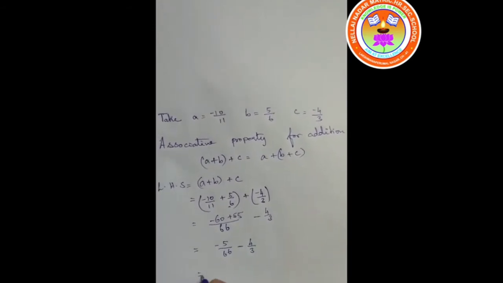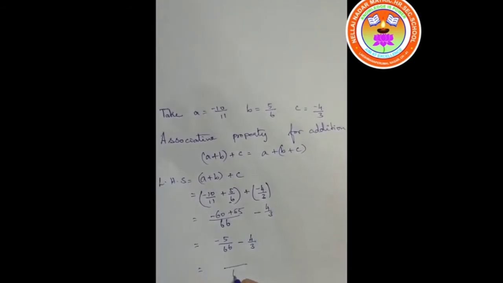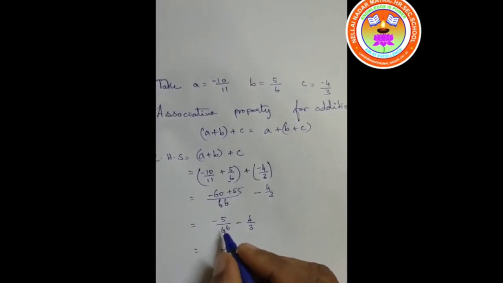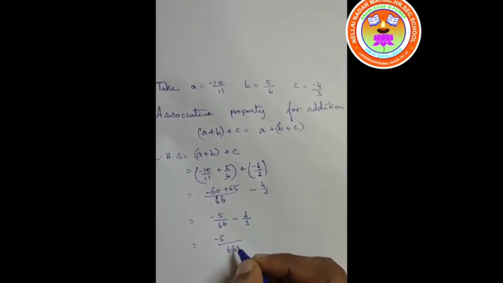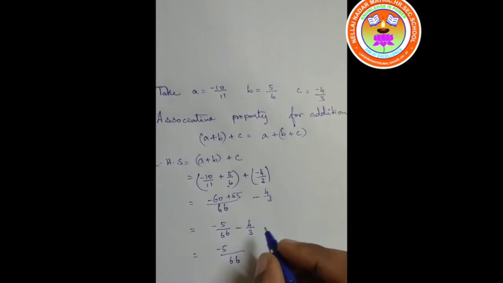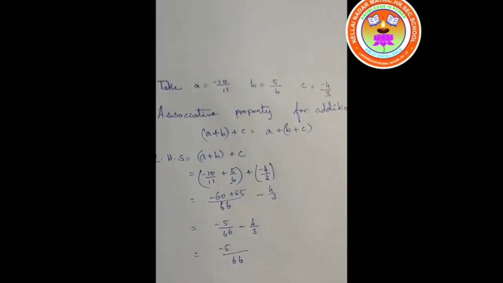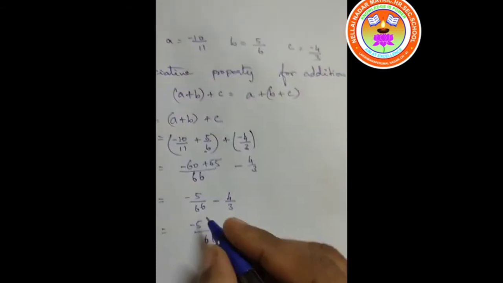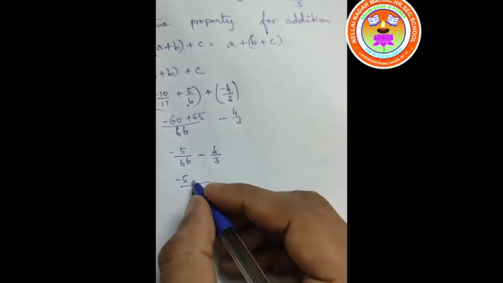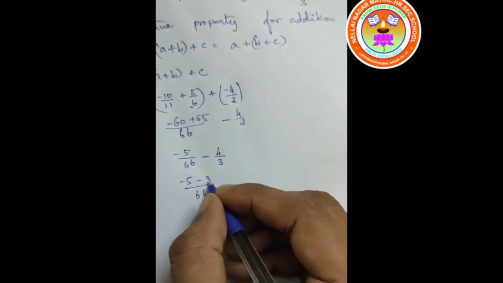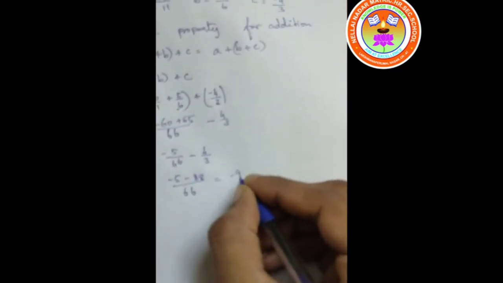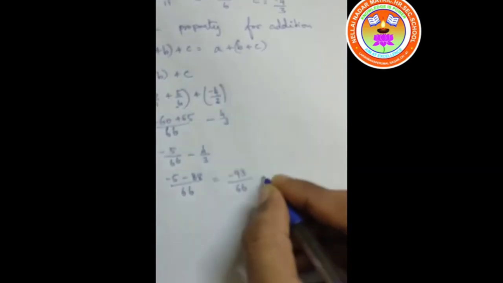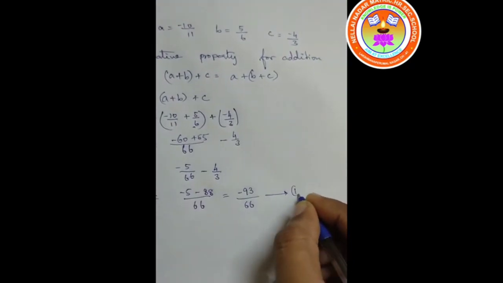Take LCM for these two. Again you are getting 66 only, the LCM. Minus 5 you write as it is. How many times 3 will become 66? Yes, you have to multiply with 22. If you multiply 4 with 22, you will get 88. So if you add 88 plus minus 5, minus 93 by 66. Make this as equation number 1.